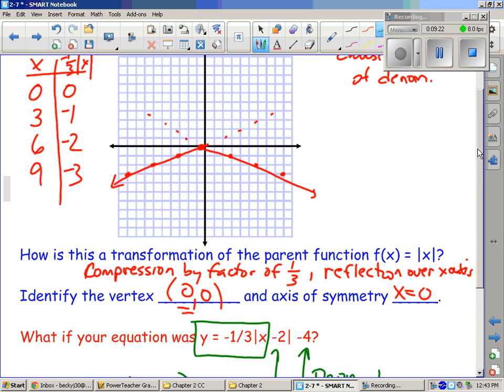So I'm going to show you that picture. We're just going to take the vertex and move it right 2 and down 4 units and make the same shape that we had before. Look just like that. Same shape. It is just translated.